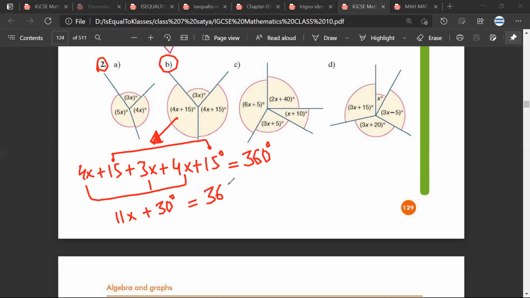Okay. What next? Then you have to add 30 to 360. We have to add, or we need to subtract. So how, I'm sorry, why do we need to subtract?